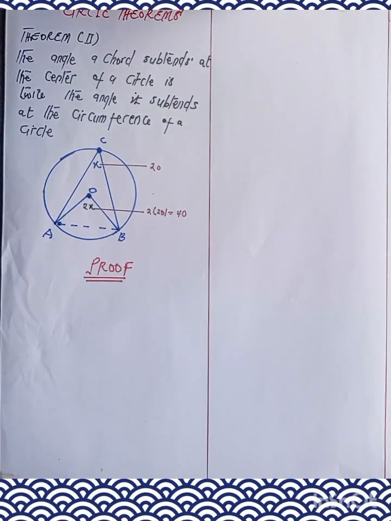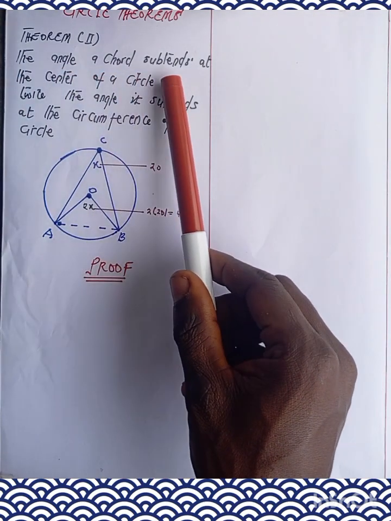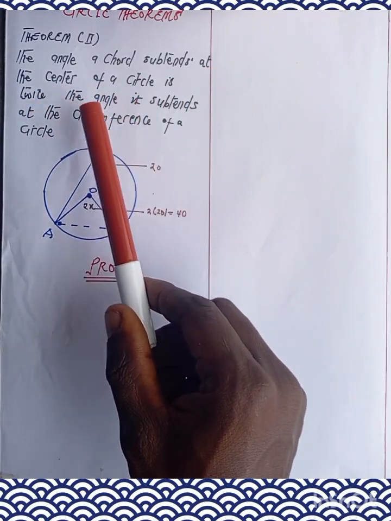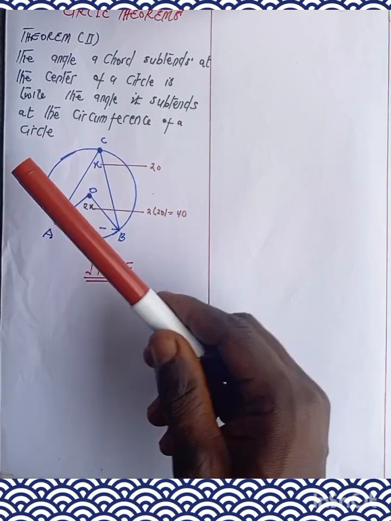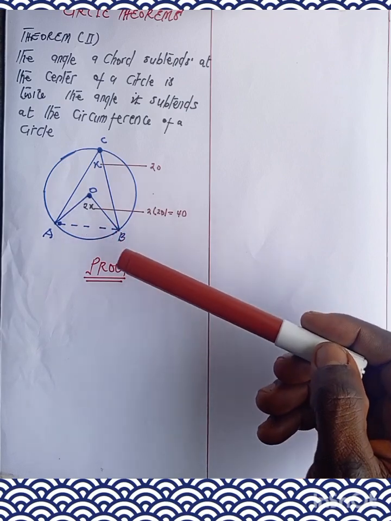Dear learners, today we are looking at Theorem 2 of our circle theorems. Theorem 2 says that the angle a chord subtends at the center of the circle is twice the angle it subtends at the circumference of the circle. This is the theorem diagram. So let's look at the diagram.